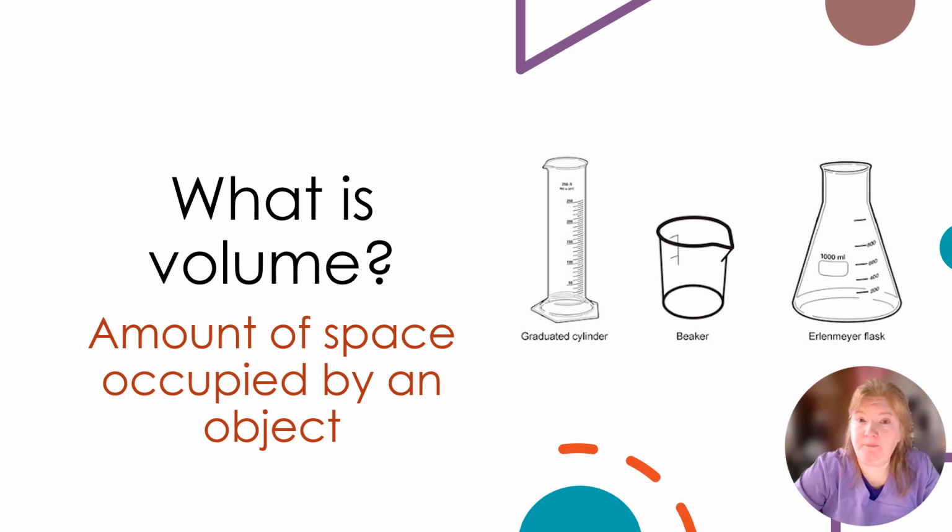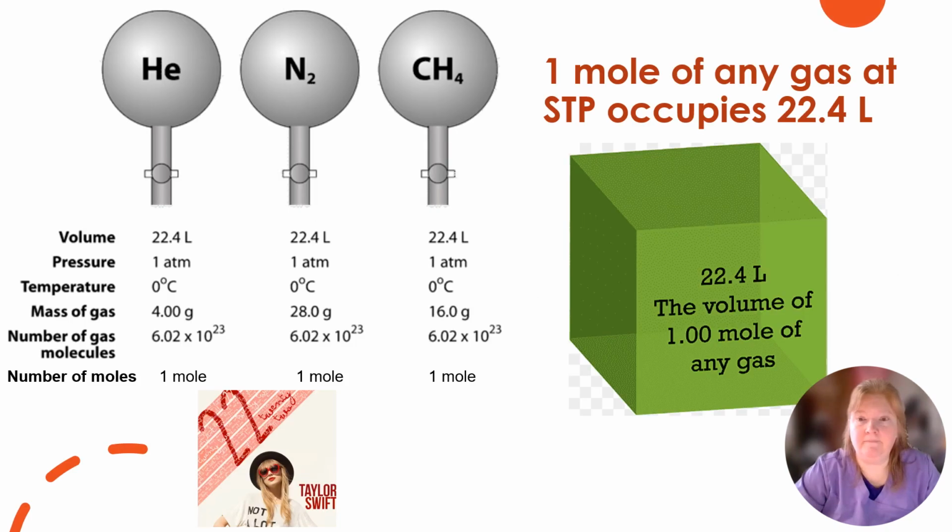And what is volume? Well, volume is the amount of space occupied by an object. Okay, so 1 mole of any gas, doesn't matter, hydrogen, helium, oxygen, fluorine, whatever. 1 mole of any gas at STP, standard temperature and pressure, look at table A, so you know what that is, occupies a specific space, that's 22.4 liters. Here's a little Taylor Swift reminder. Okay, so 22.4 liters is the amount of volume in any gas that is at STP.